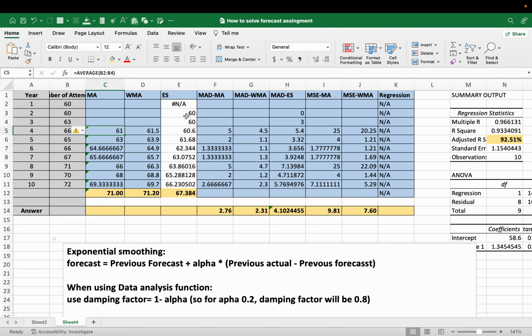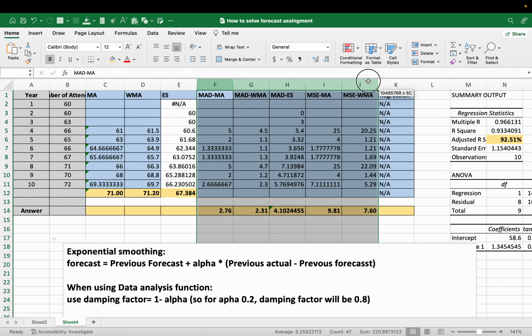Then weighted moving average, exponential smoothing. And also note here that in this case we are not taking any averages here, but we do take averages for MAD and MSE. So these are forecasting techniques, and these are the techniques that are meant to measure which technique is better.